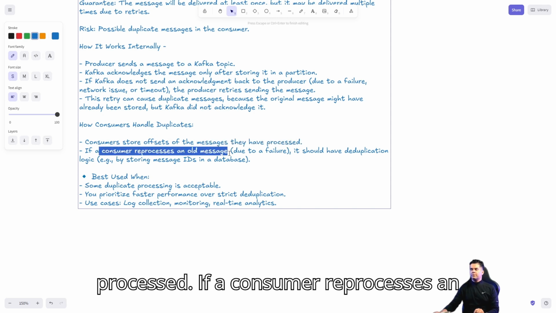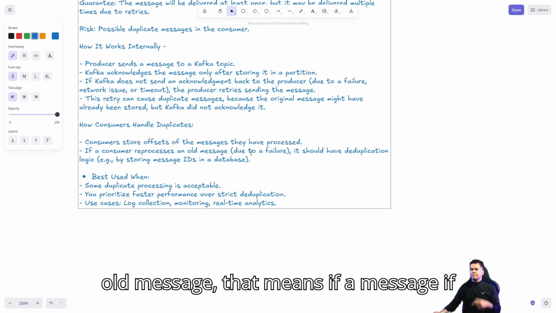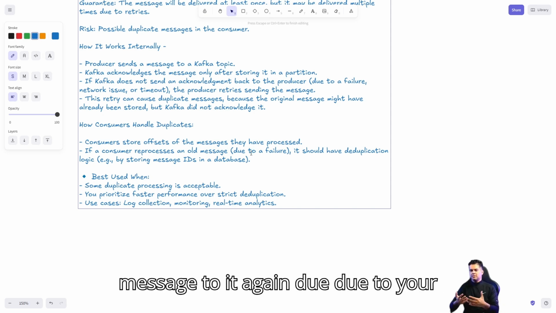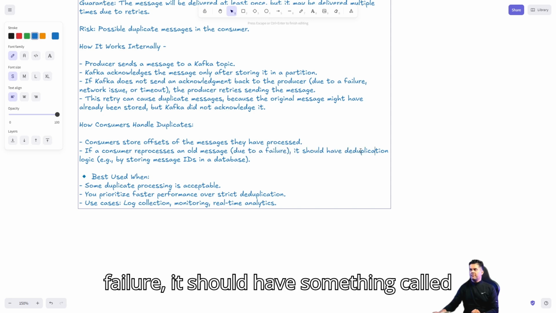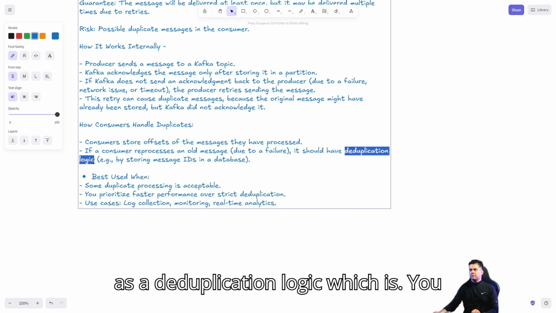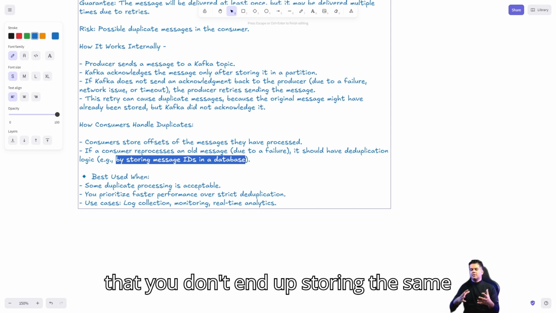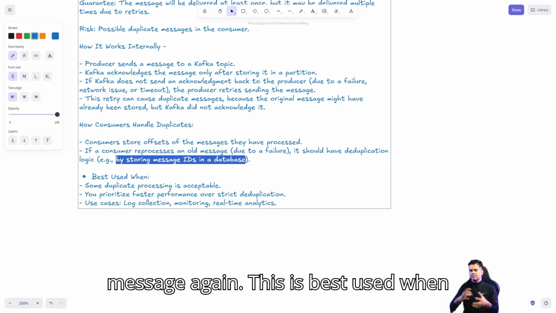If a consumer reprocesses an old message, that means if the consumer had already received the message, and you're sending a similar message to it again due to a failure, it should have something called deduplication logic, which is that you can store messages by ID in a database. That means that you don't end up storing the same message again.